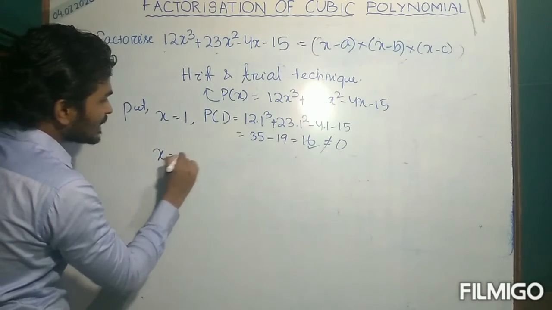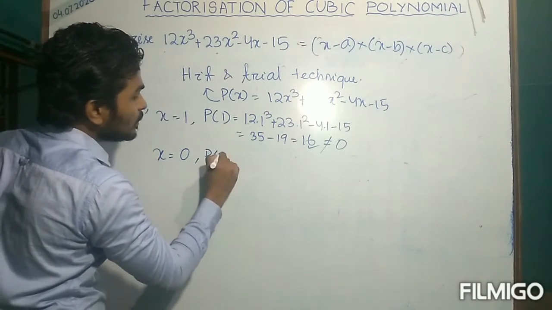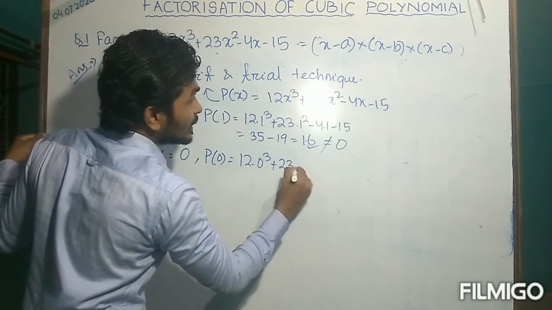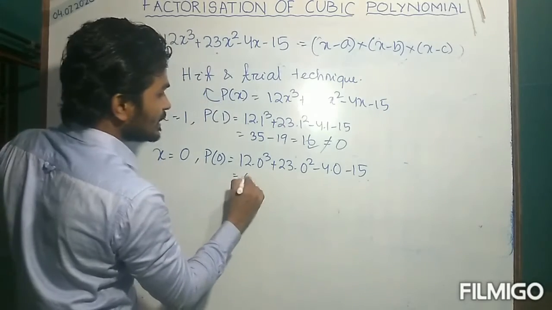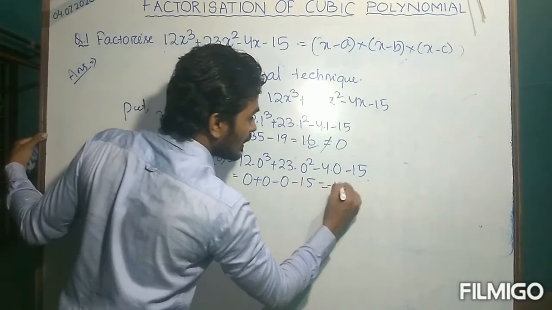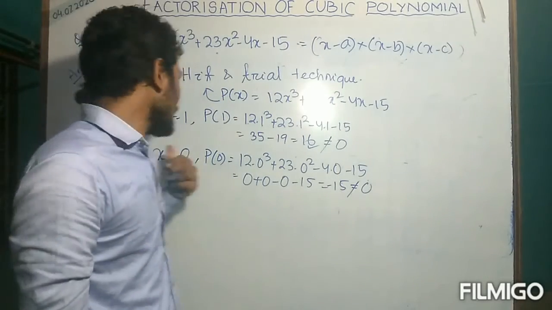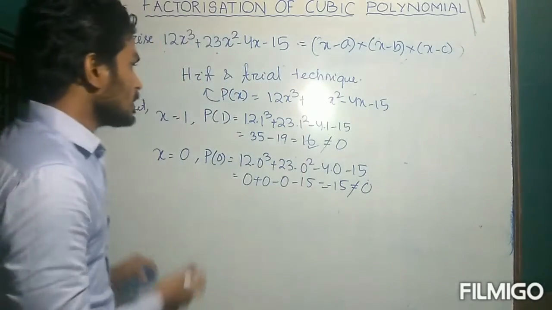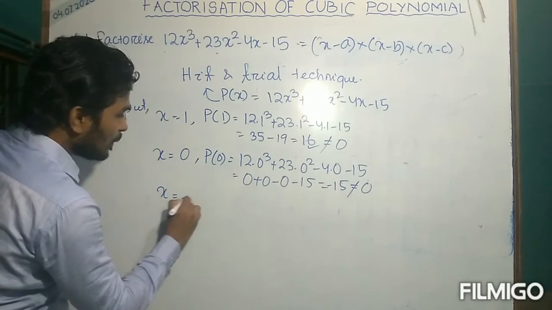Suppose I am putting x is equal to 0. Okay, so here you find p of 0. It will be 12 into 0 cube plus 23 into 0 square minus 4 into 0 minus 15, that is 0 plus 0 minus 0 minus 15, that is minus 15. And here also it doesn't give 0. That means x is equal to 0 is not a zero of the polynomial.